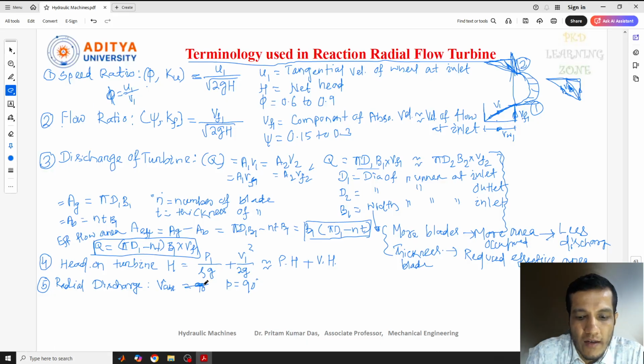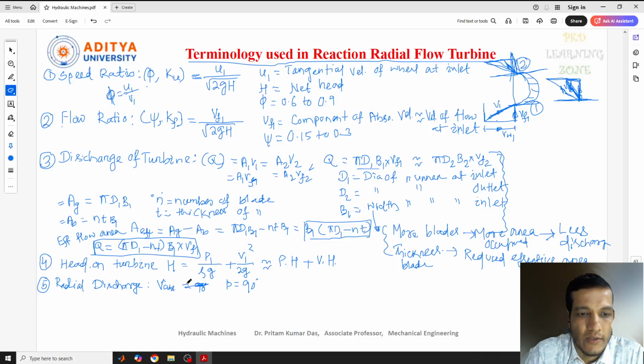We can say that it will be the absolute velocity with the tangent on the wheel. It should be 90 degrees. So the tangent is this one. Now the angle is there, this beta angle. That means it should become perpendicular, this 90 degrees.